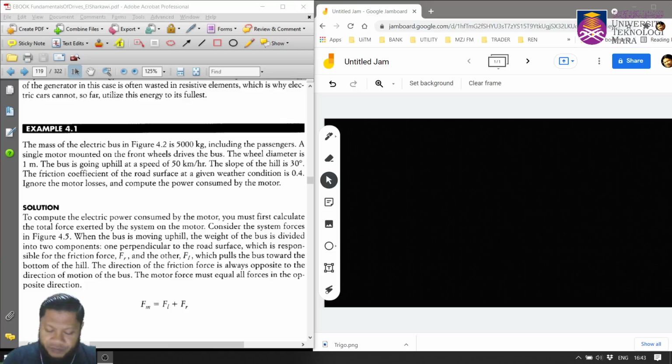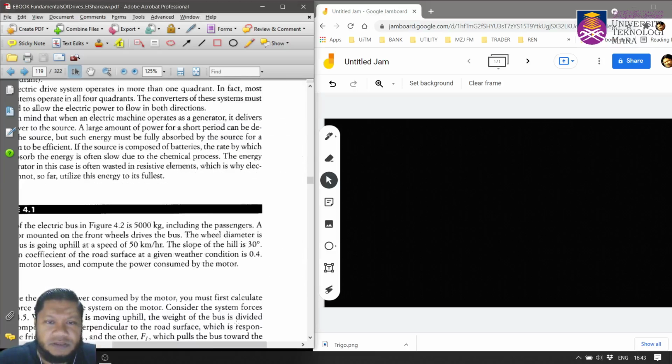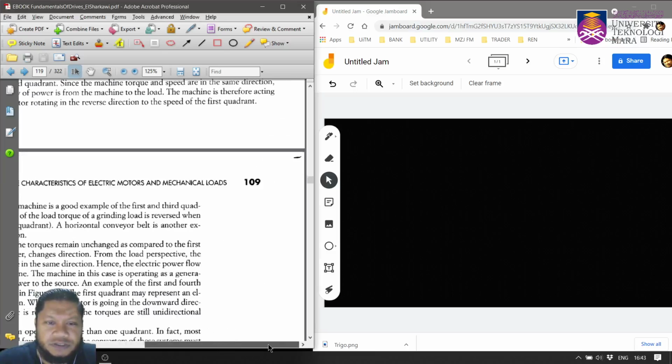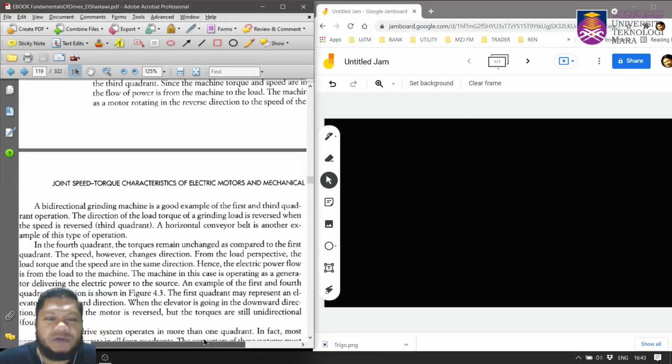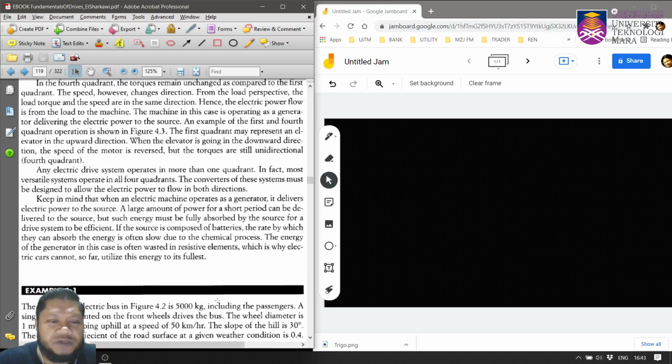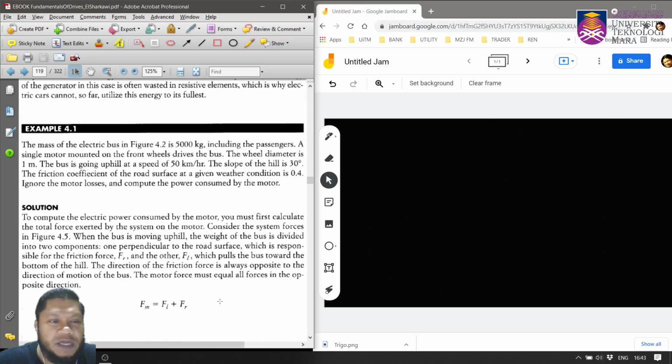Before we continue with the second topic on the DC drive, let's go back to one of the examples, which you can refer to in Sharkawi's book, page 109. We're going to look at this example and try to understand the problems related to the force, the gravitational pull. That is very important.